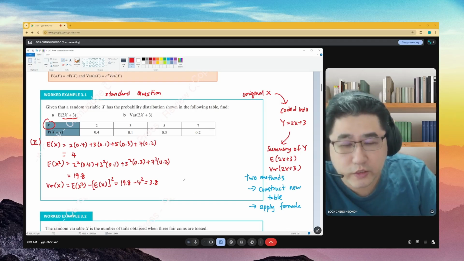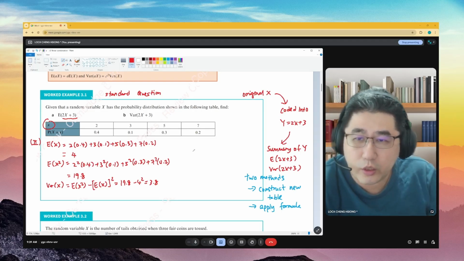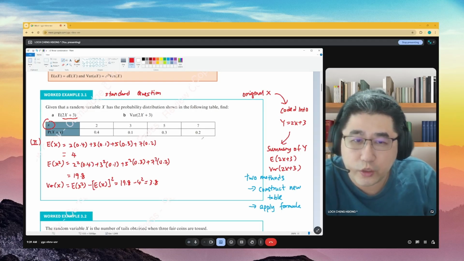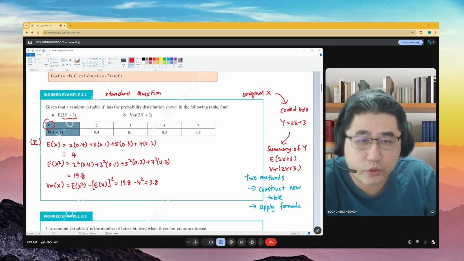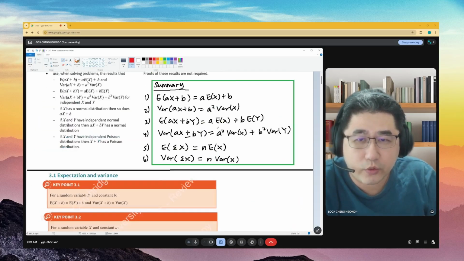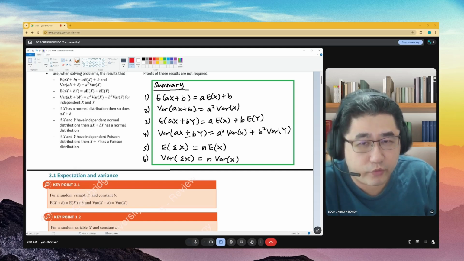Then how do we actually apply the formula? According to the rule here, I see that I have the coding of 2x plus 3. So I'm going to use rule number 1 and rule number 2. Rule number 1 says E(ax plus b) gives you a times E(x) plus b. If you see the variance of ax plus b, then you do a squared times variance of x. The b is gone, not there.